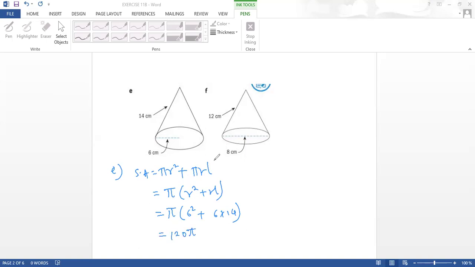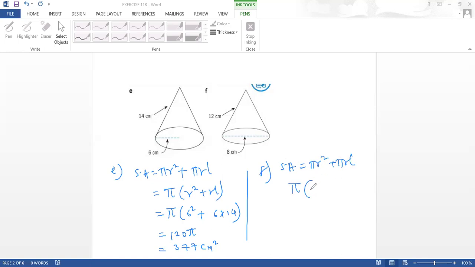Yeah, 84 plus 36. Yeah, that is 120. You can have an exact answer at this, but if they don't specify, you can always use the pi of your calculator and give your answer to 3 significant figures. So if you multiply 120 times pi, you'll get 377 squared centimeters.